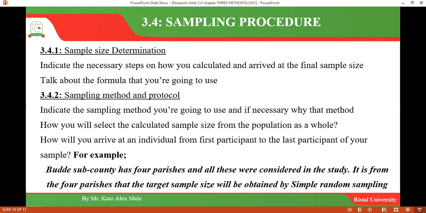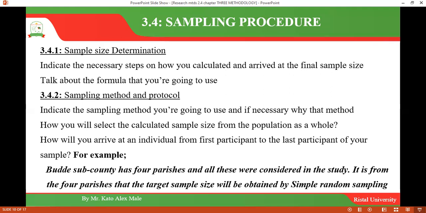I'm choosing a non-probability method because cases of such and such a condition are not easily located. Meaning each case I will find on the way will be interviewed, or even I will ask someone to direct me to the cases of that condition. Such a method is a non-probability method. So revisit the lecture on sampling methods to get the best sampling technique that will be good for your study. Then tell us how you will select the calculated sample size from the population as a whole.